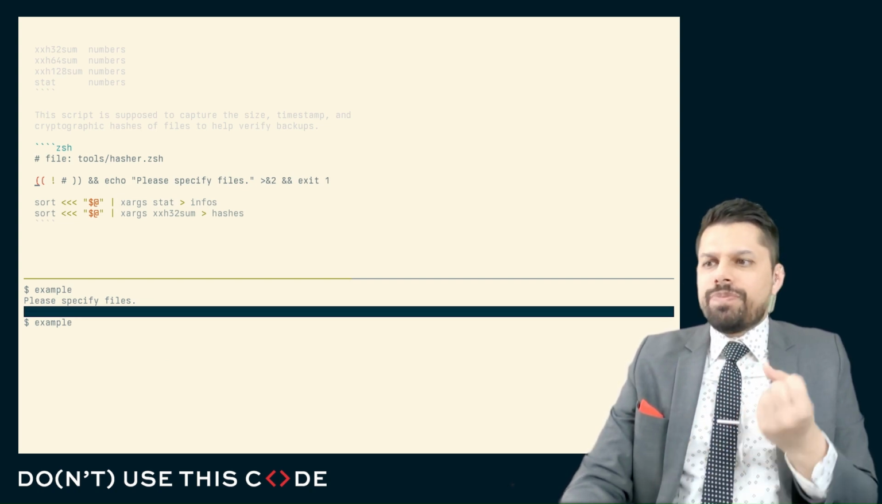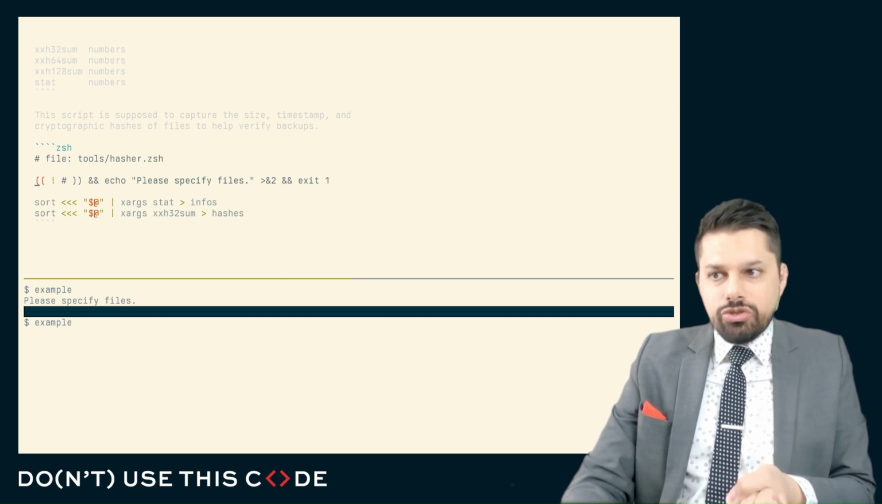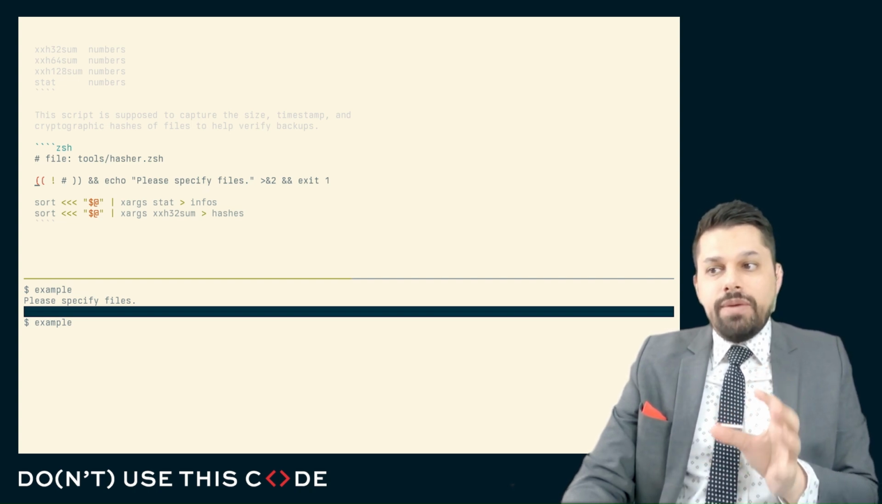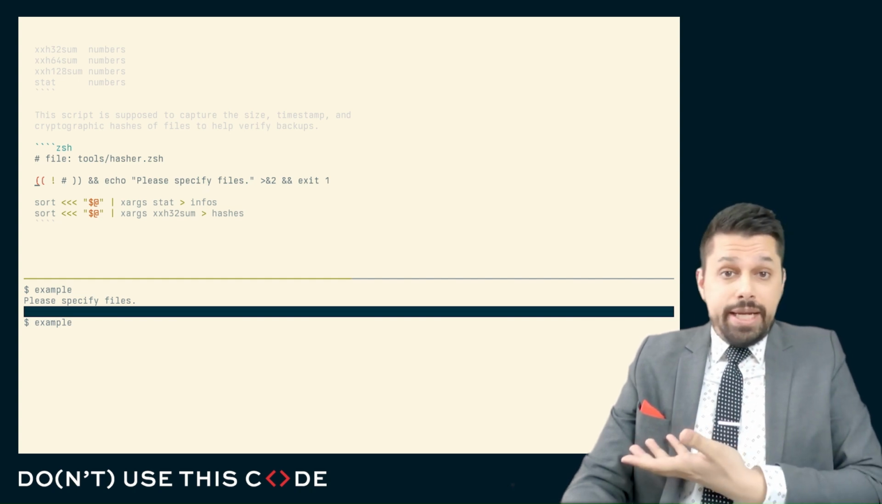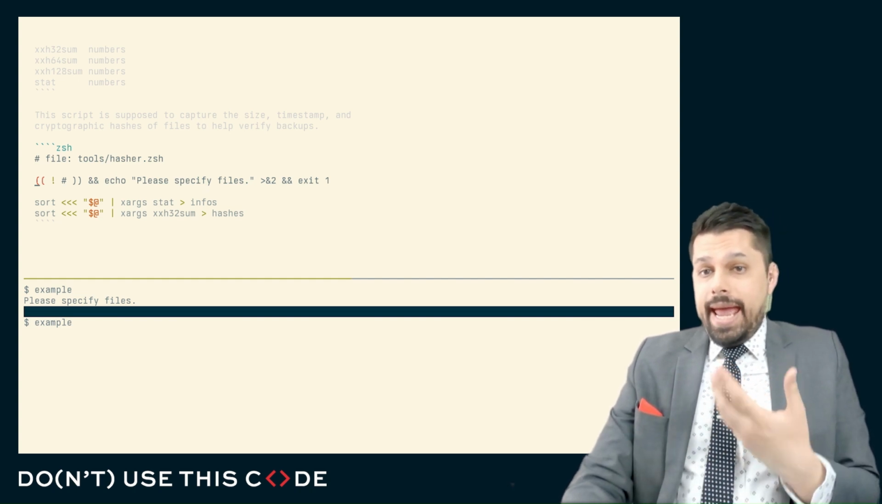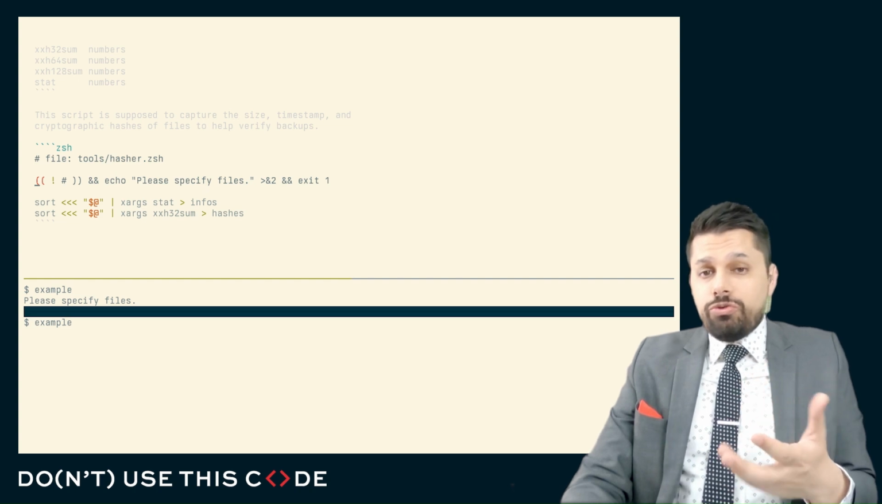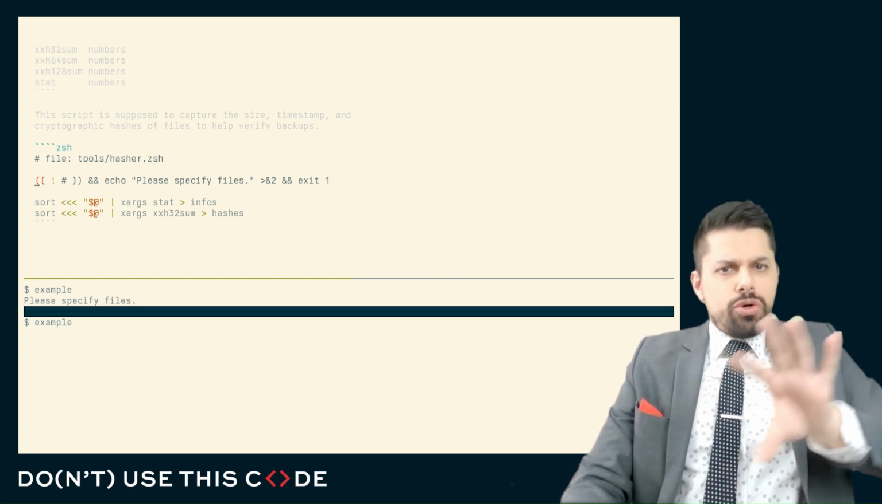So you know what I'm going to do? I'm going to write a shell script. And the shell script I'm going to write is just going to capture some information about some files I have. Some checksums, like an XXH32 sum, and just information about when the file was created, its permissions, and its size. And I'll store that off to the side.